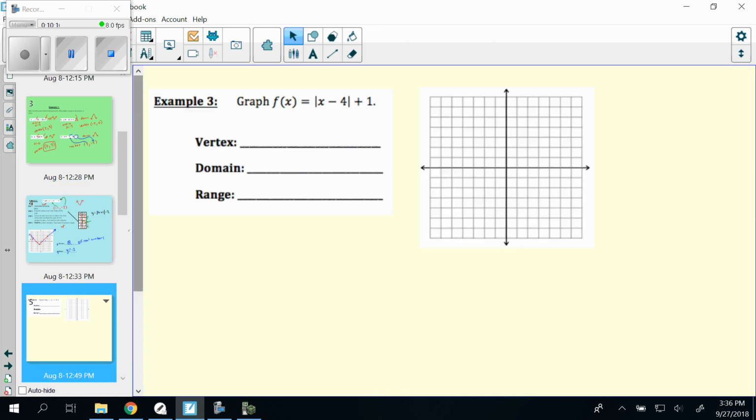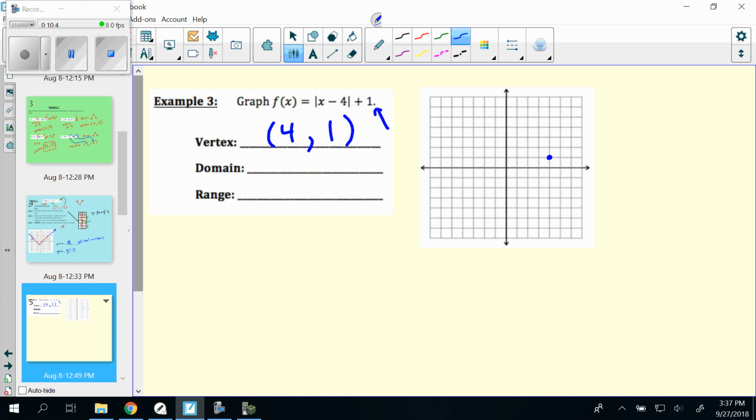All right, flip it over to the back. Let's try graphing some more of these. So for example 3, they want us to graph this one out. Vertex again, we're looking at what makes that 0, 4. 4 minus 4 is 0. So we're going to have 4 comma, and then whatever this number is, that's your y part of the vertex, so 1. So 4, 1, right there.